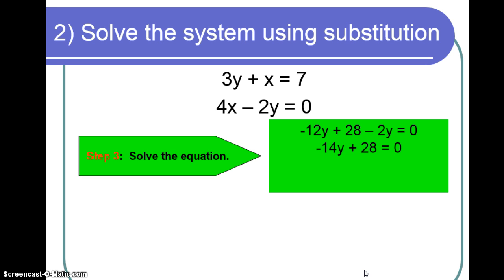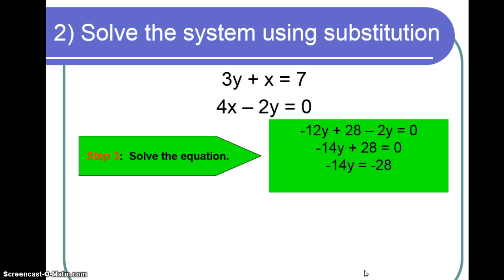That's what you guys have known for a long time. Our new equation says negative 14y plus 28 equals 0. We're going to just solve it out like we always have. Get everything away from y. So we'll have negative 14y equals negative 28.